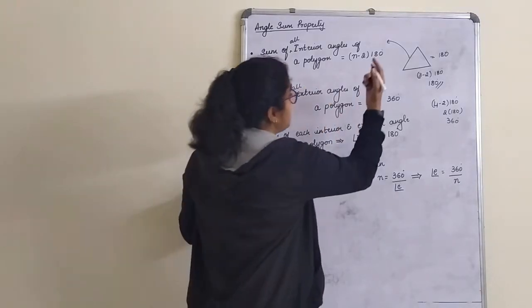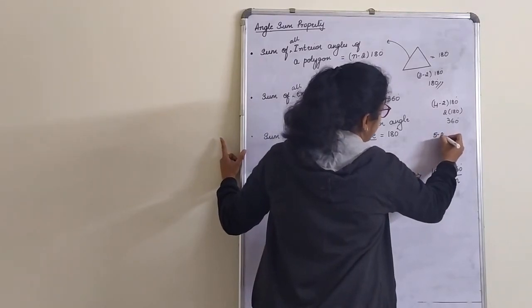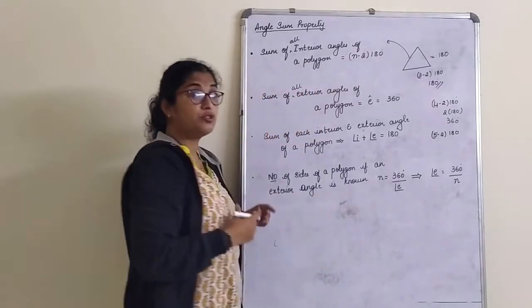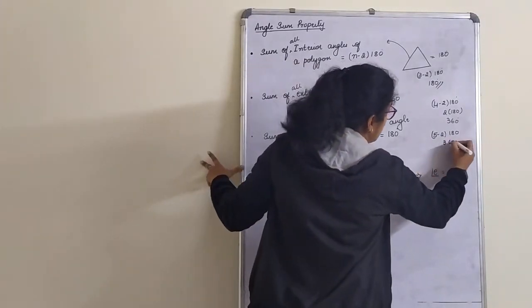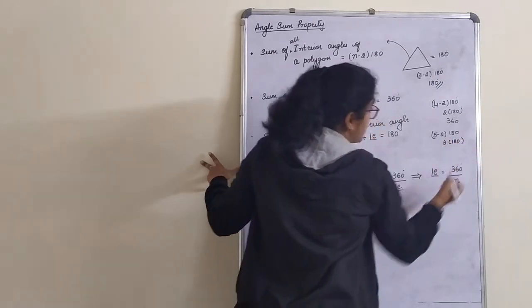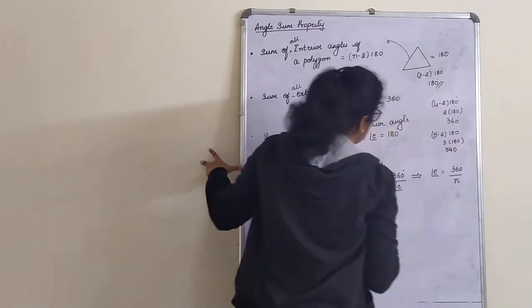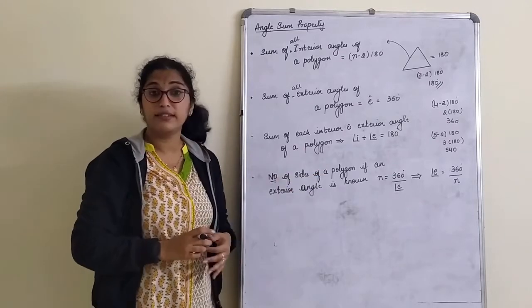Apply this. Let me choose a pentagon now. So for a pentagon it is (5 minus 2) into 180. Right? So this is how we calculate. 5 minus 2 is 3, so 3 into 180. How much do we get? We get 540. Correct? Yes, we get 540. The sum of the interior angles of a pentagon is 540.